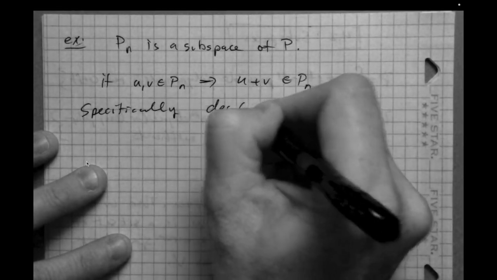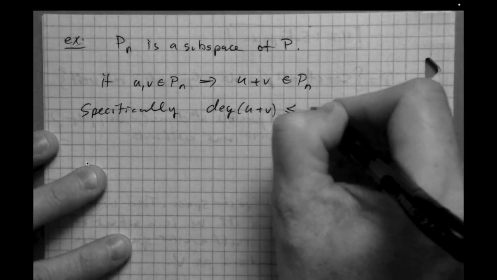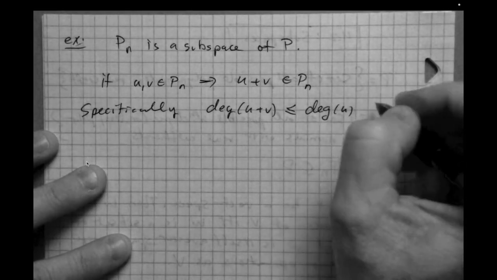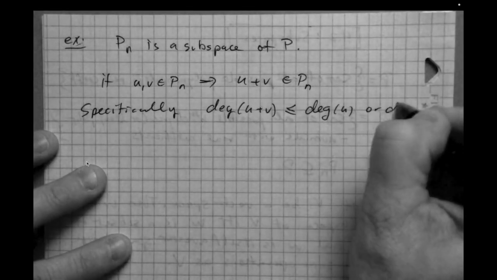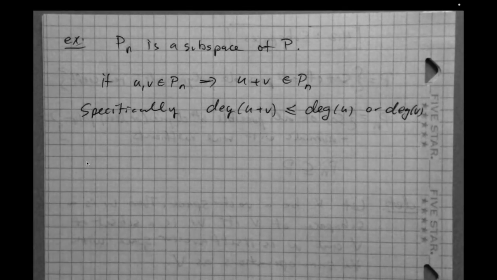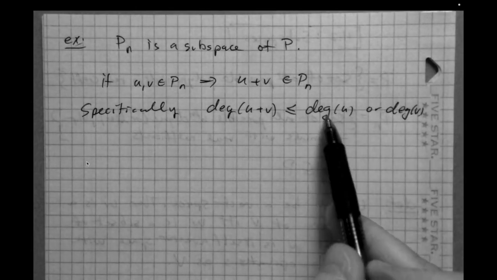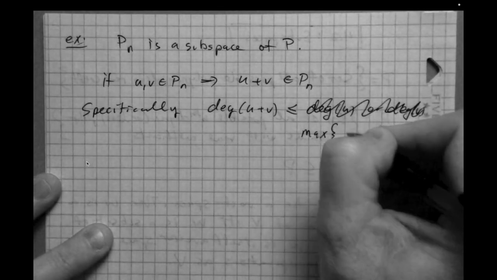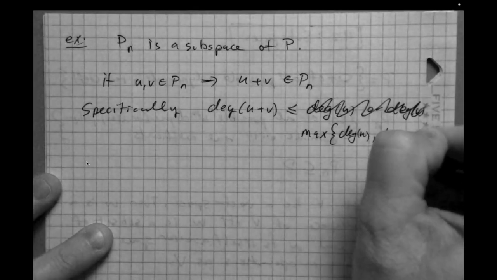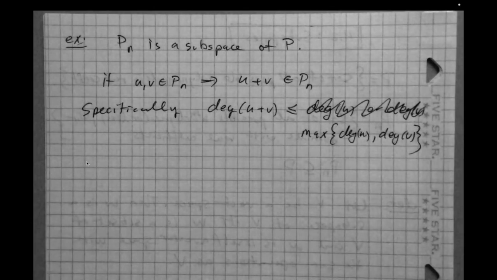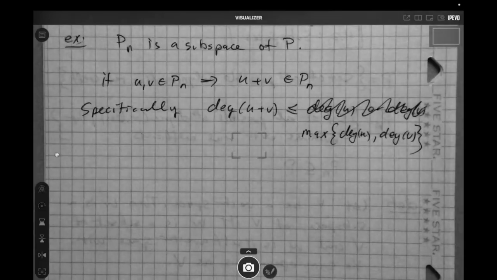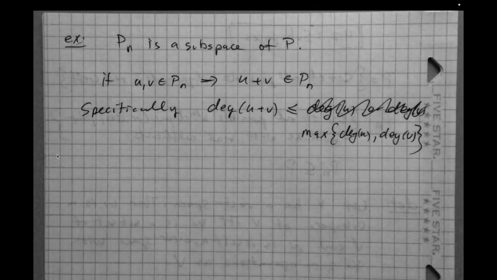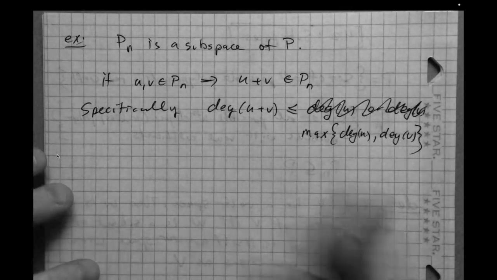So the degree of u plus v is less than or equal to the degree of u or the degree of v. Different ways to say this. A better way to say it would be it's less than or equal to the max of the degree of u and the degree of v. So the degree of the sum is less than or equal to the maximum of the individual u and v degrees. All right, so let's do an example here. Let's flesh this out just a little further.